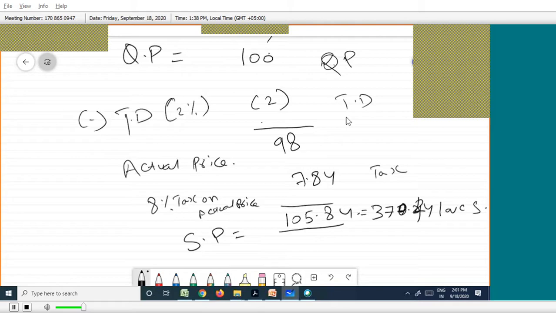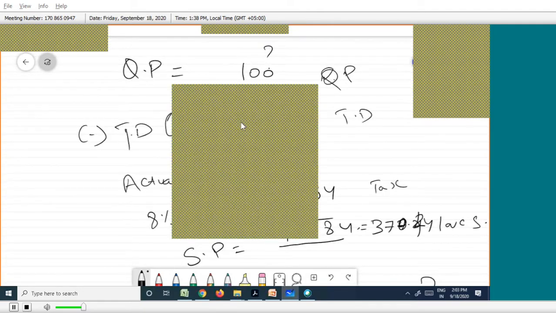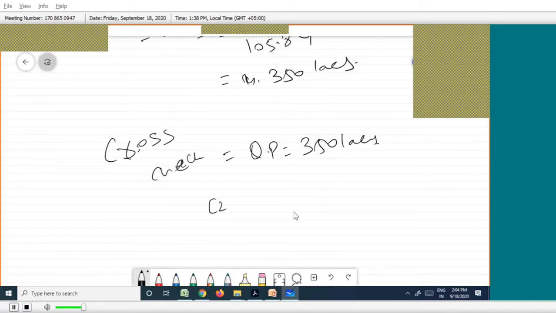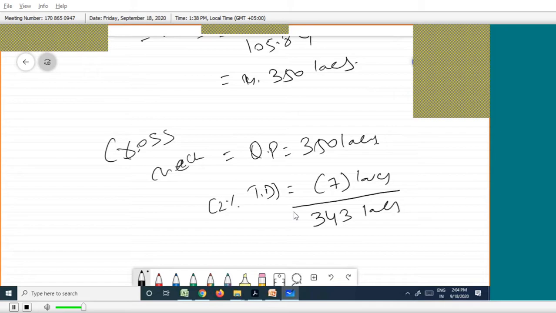So in this 350 lakhs, I'm giving a 2% rate discount. 350 into 2% equals 7 lakhs, which is the discount. 350 minus 7, 343 lakhs is the actual price.